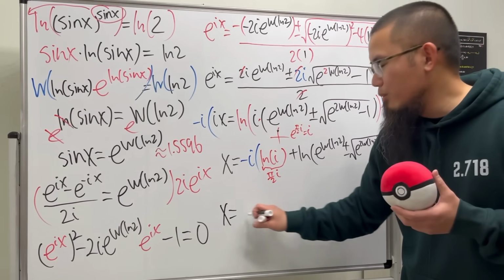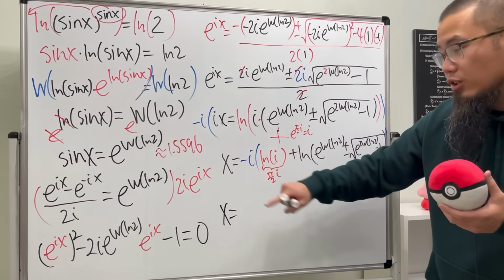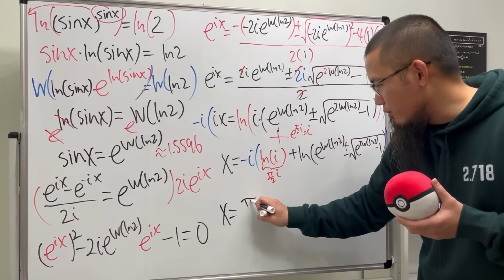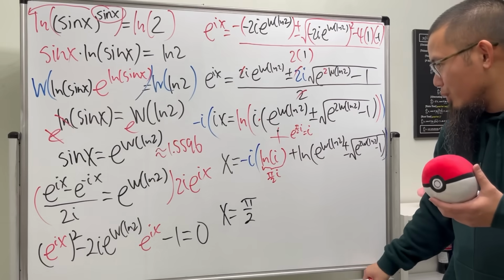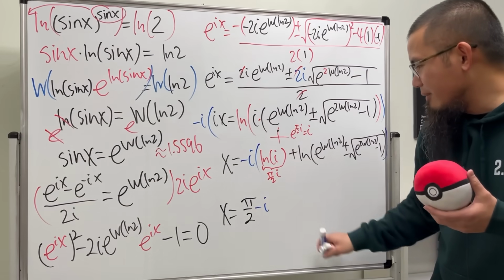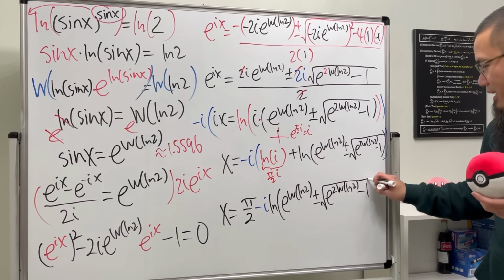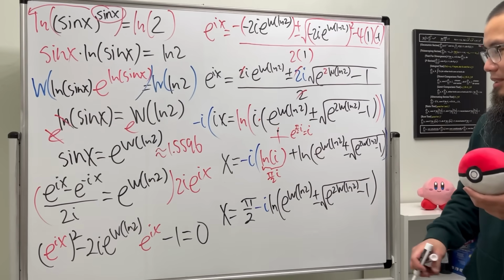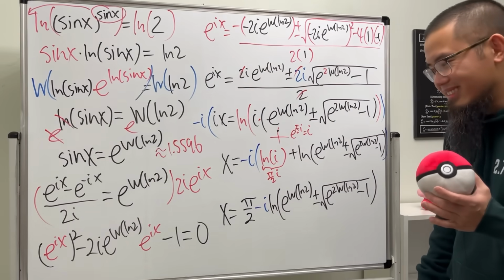x is going to be i times i is -1, but I will have another negative, so it's positive. So we have positive pi over 2. And then do this times that. So we will have a minus i, and then all that stuff again. Close parentheses. Whew. Yep. But that's not it yet. This is not it yet.